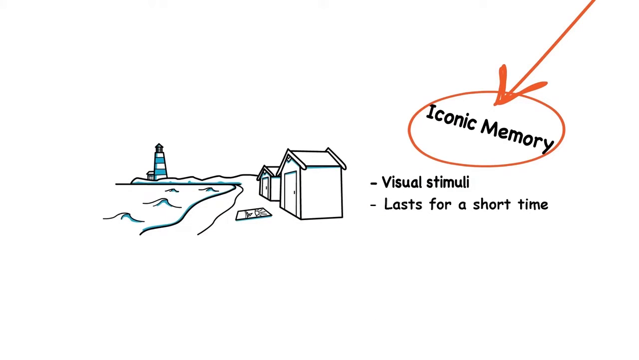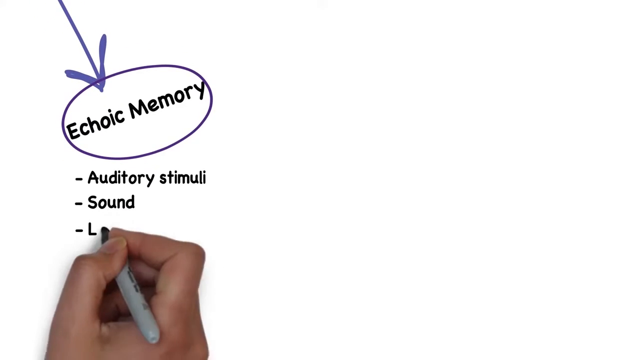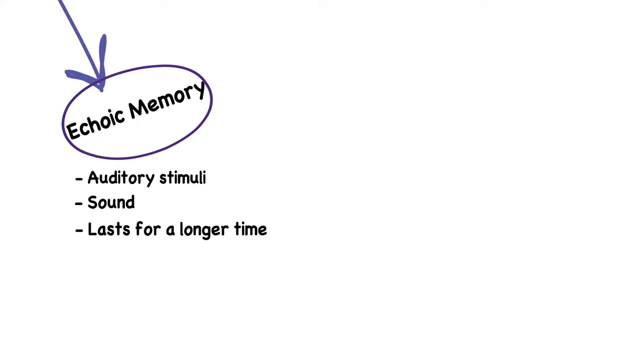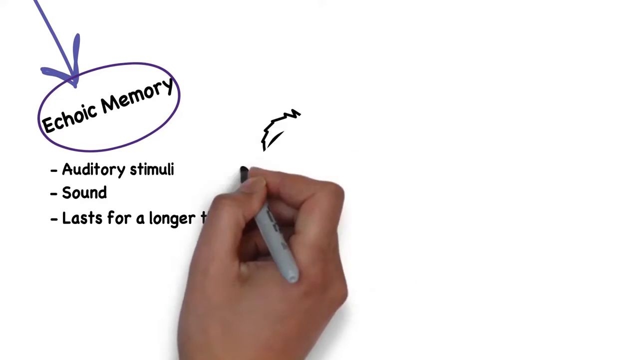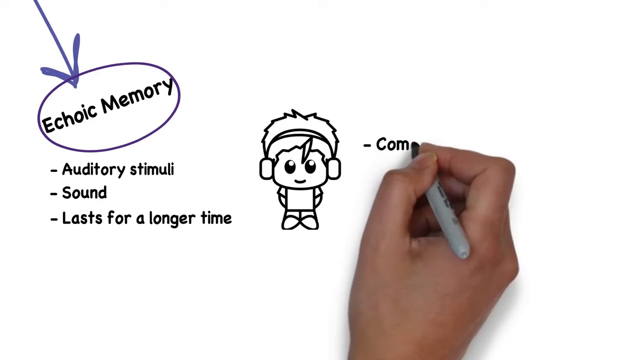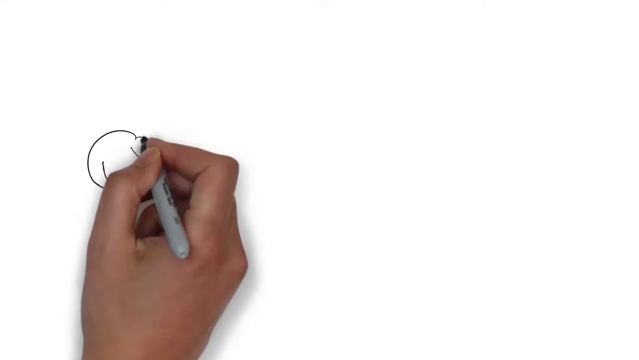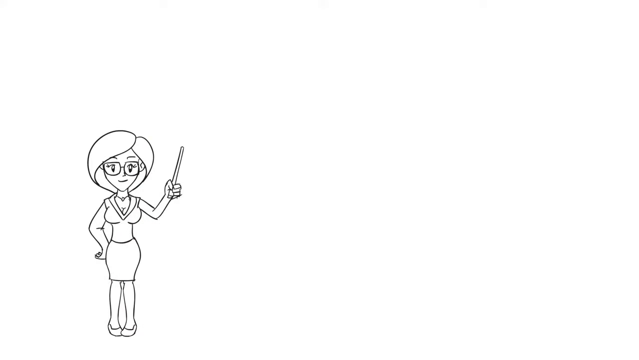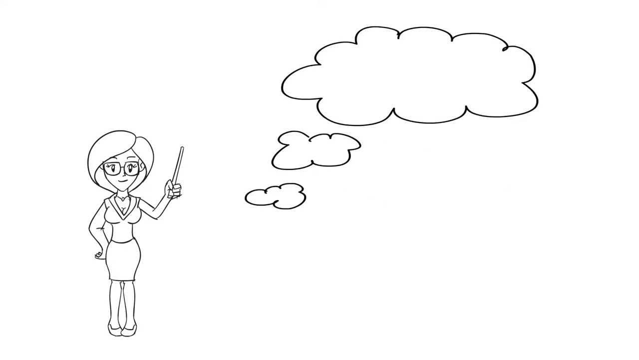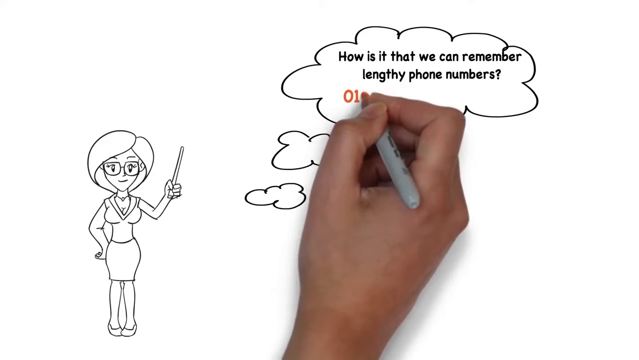Echoic memory, on the other hand, is a sensory memory for sounds, and this can last slightly longer, that is between 3 to 4 seconds. Echoic memory is important for us to comprehend and understand language, as it is important for us to remember the sounds which form the words. Sensory memory can only last for a short period of time. So, how is it that we can remember lengthy phone numbers?